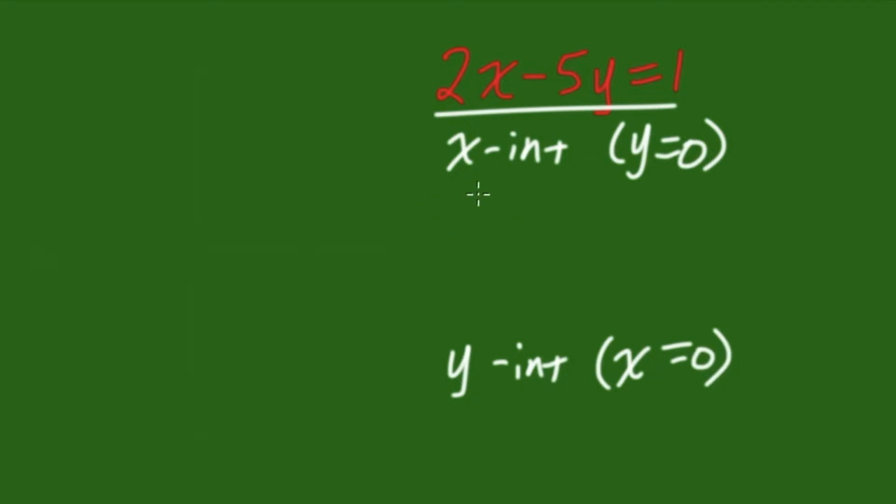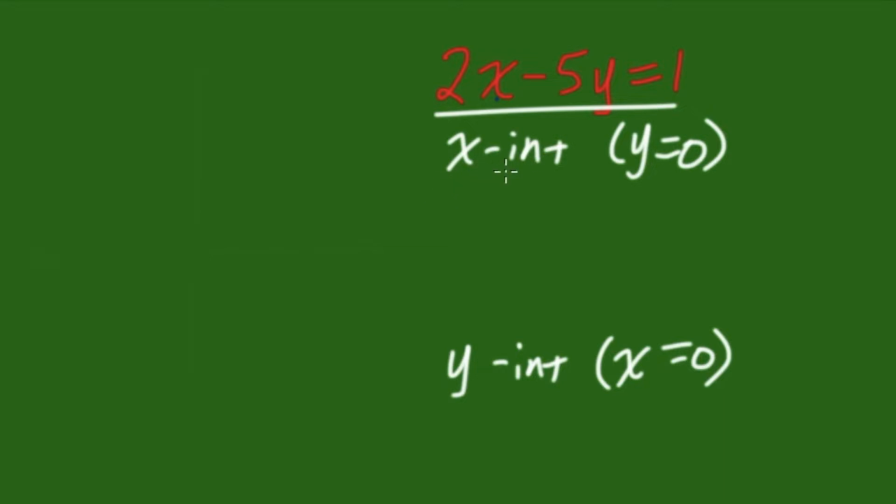So again, whichever intercept you're trying to find, if it's x, you substitute 0 into the other variable. So we want to find x, so we substitute 0 for y. And if we want to find y, we substitute 0 for x. So let's see how that looks.